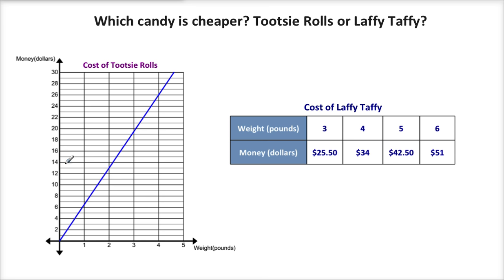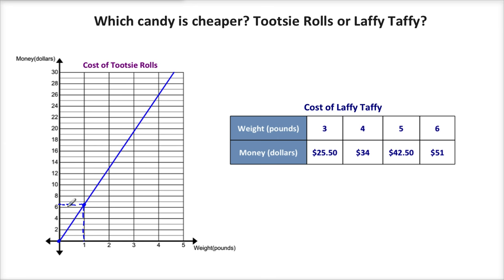So let's find the unit rate first for the Tootsie Rolls in this graph. First thing, I know that it's a proportional relationship because it's a straight line and it starts at 0, 0. So in order to find the unit rate, I just find where 1 pound is, which is right here, and I follow it up to the line. About right there. And then I'll follow it across to the y-axis.